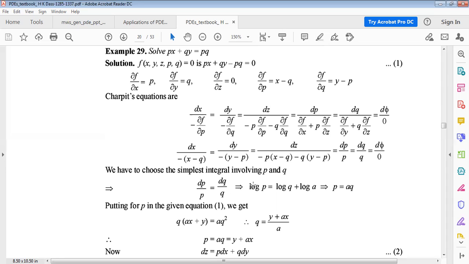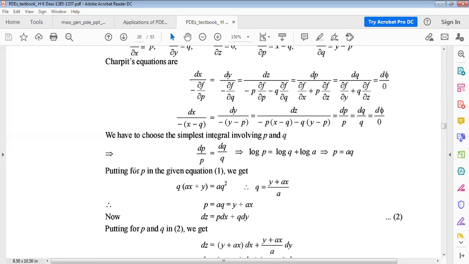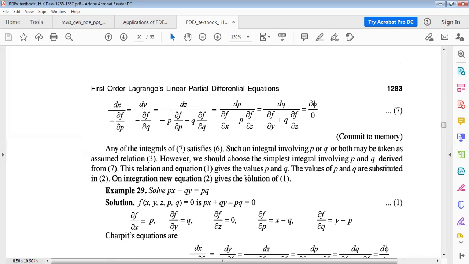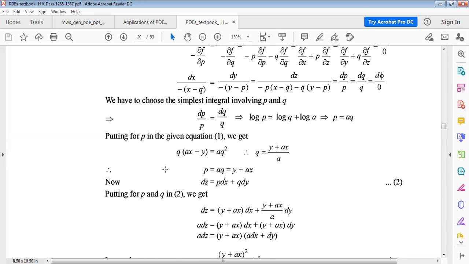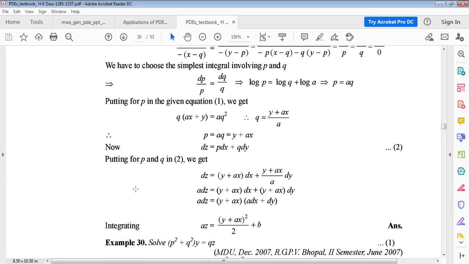Taking integration on both sides, we get p equals aq. Now putting for p in the given equation 1, which is px plus qy minus pq equal to 0. Putting p equals aq, we get this. So q equals y plus x divided by a, and after cross multiplication, dz equals p dx plus q dy. Now putting for p and q in equation 2.